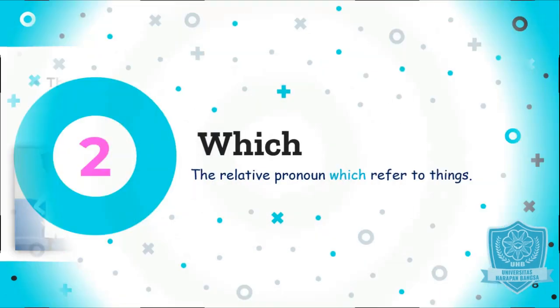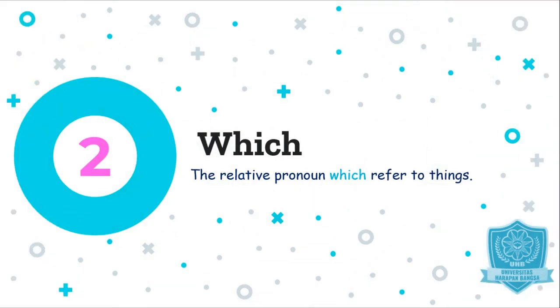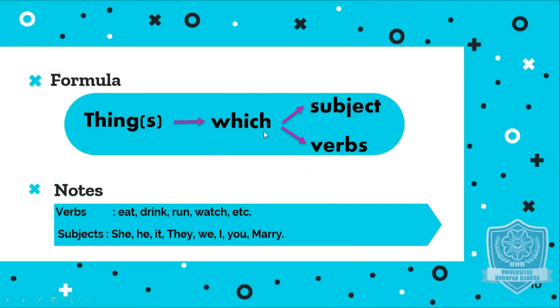And then we go to the next pronoun, namely which. The relative pronoun which refers to things. Different from who, which is only used for describing things. Things here are like those in your surroundings: laptop, mobile phone, table, chair, television. And you can also use which for animals. Then after which, it should be a subject or verb.